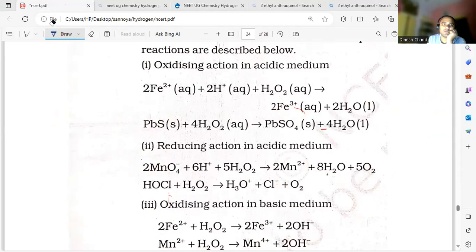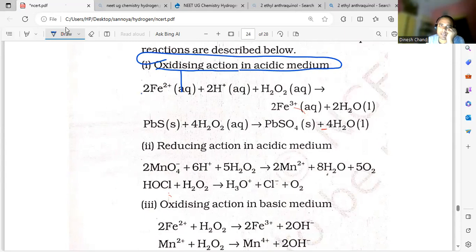So now if you see this one, come back to here. So here are the chemical properties, na? Oxidizing action in acidic medium. Okay. So in acidic medium, if you are taking Fe2+, it is converting into Fe3+.